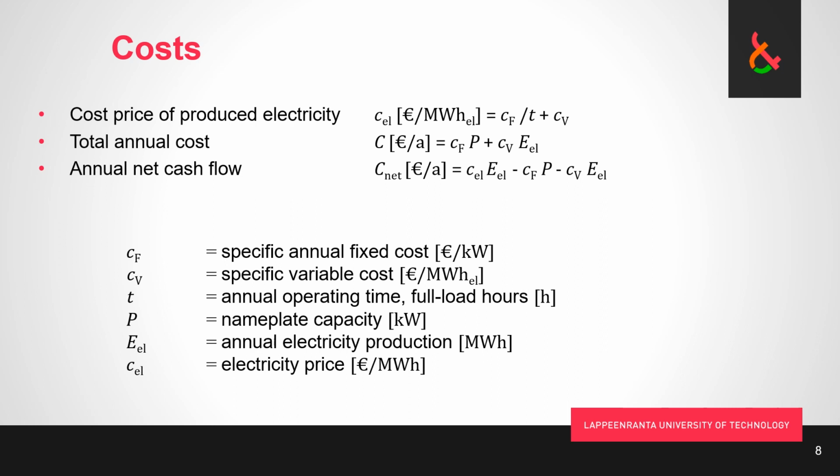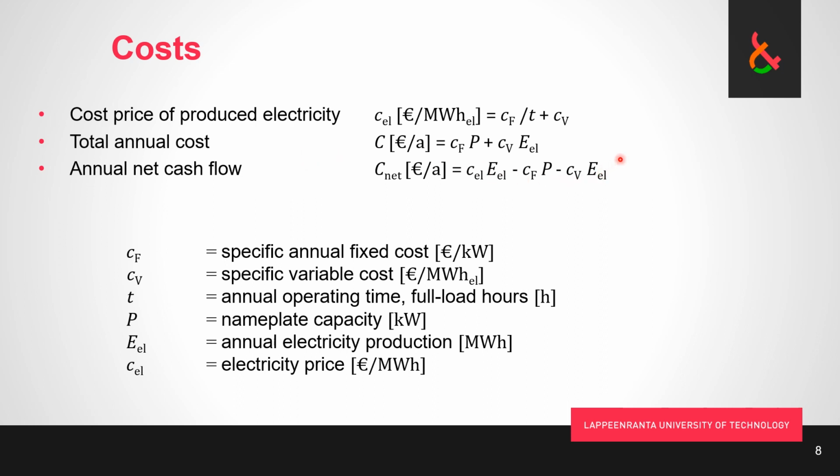So these are the specific variable cost and specific fixed cost, and then how do we use them to get to the various costs that we might be interested in calculating. So basically, one of the common things that we want to calculate is the cost price of produced electricity. So that means the price we must get from the electricity that we sell so that we reach break even. We are not making any profit, but we're not making loss either.